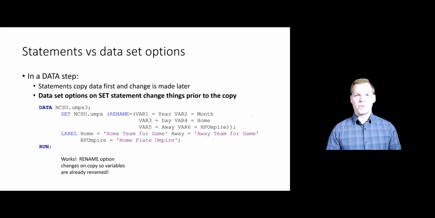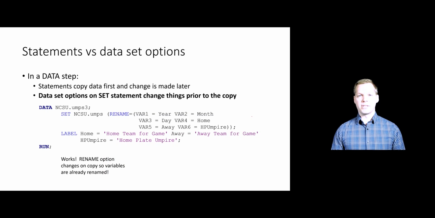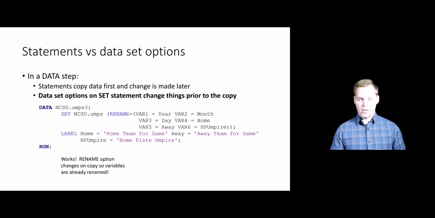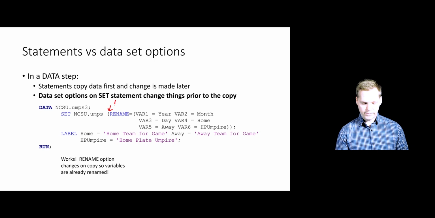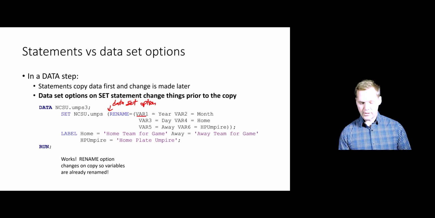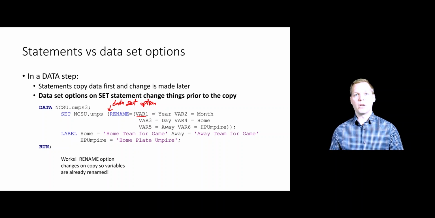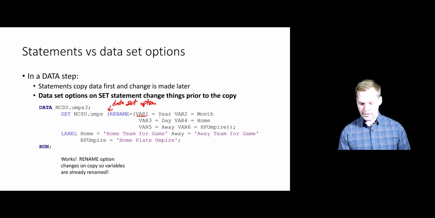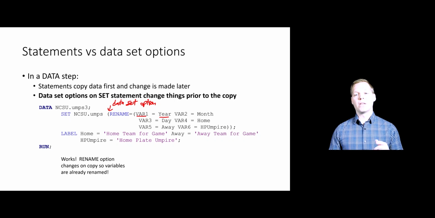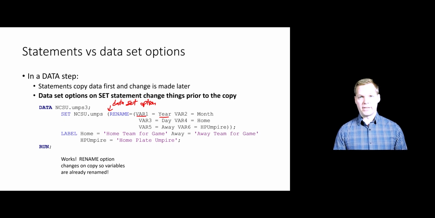If I wanted to do this and make it work correctly, one thing I could do is use the rename dataset option, which means that it's going to change things before it does the copy. Okay. So again, I'm using a dataset option here, and that's changing it before it copies. That means that var1 is no longer the name of the variable when it's in the data step. That variable name is year, which means that later if I wanted to go and use or reference those within the data step, I need to use the new names that I've created. So this code down here, this will work correctly.